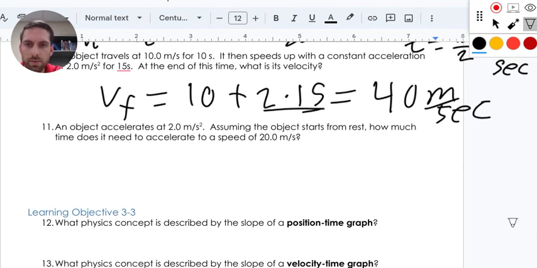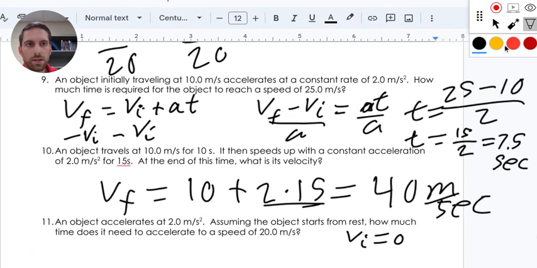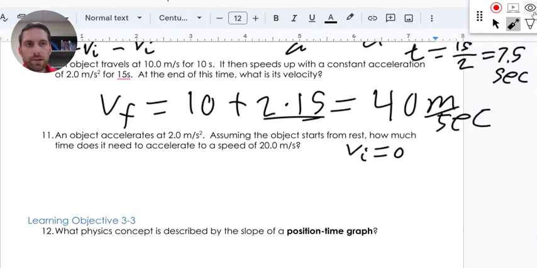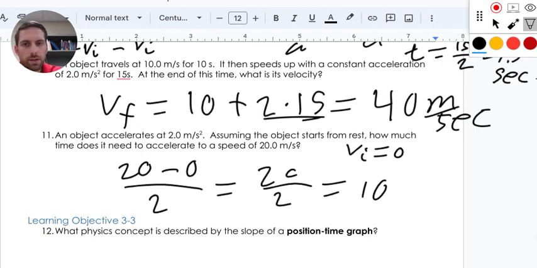An object accelerates at this rate, meters per second squared. It starts from rest, Vi equals 0. We want to know how much time. This is the same equation as up here: t equals Vf minus Vi over a. So we write that out, and in this case Vf is 20 minus Vi, 0, over a, 2, or 20 over 2 equals 10. This is going to be a time, so 10 seconds.